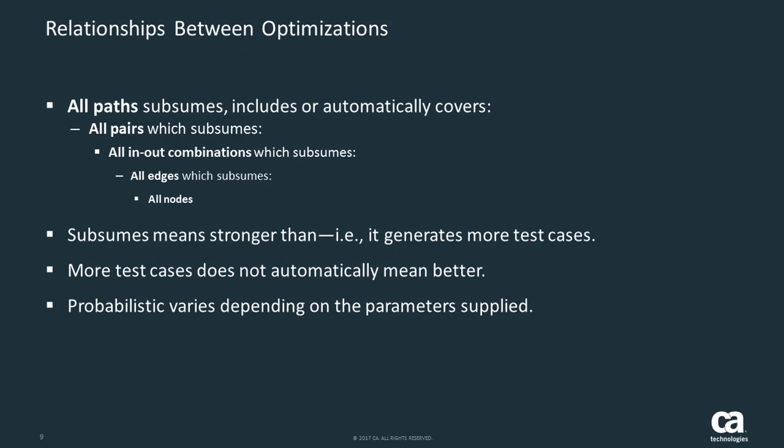Now, the optimizer isn't particular in terms of which paths it selects. It selects a minimum set. Now the probabilistic selection, what you get from that optimization varies depending on the parameters supplied. It's something that you can use to fine-tune your generated test paths.